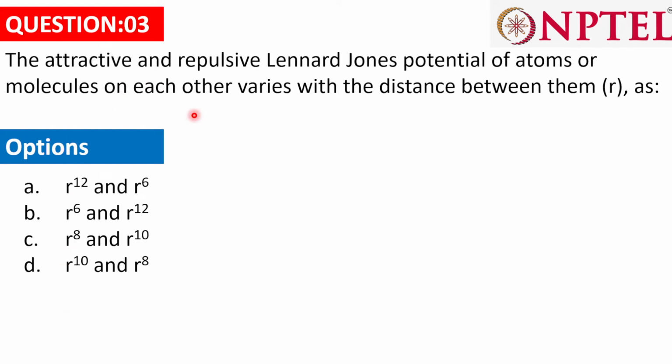the attractive and repulsive Lennard-Jones potential of atoms and molecules on each other varies with the distance R as follows: attractive will be what power of R and repulsive will be what power of R. You just need to tell me the power. Pita is saying B, Suraj is saying D.